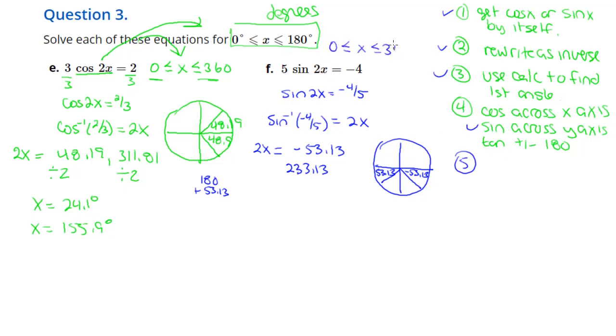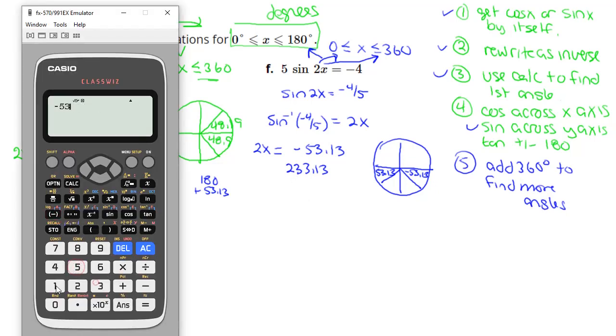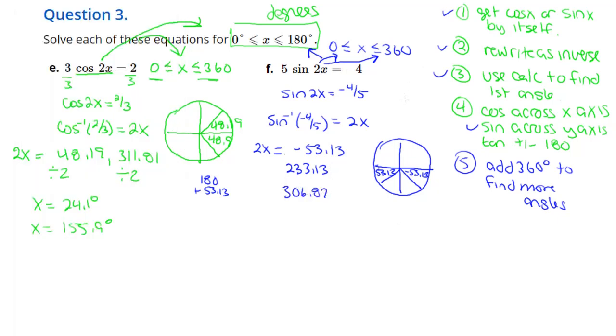And so I need to find more angles. Well, if I add 360 to 233 or subtract it, it's not going to be any good. It's going to be bigger than 360 or smaller than 0. But if I add 360 to -53.13, that gives me another answer of 306.87. Now that's outside the 180 range, but again, keep in mind I'm dividing these both by 2.